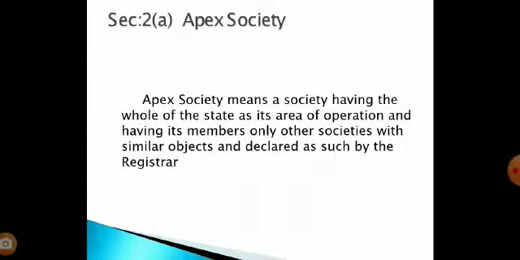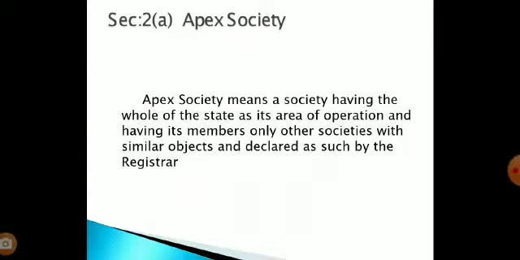Apex society means a society having the whole of the state as its area of operation and having its members only other societies with a similar object and declared as such by the registrar.